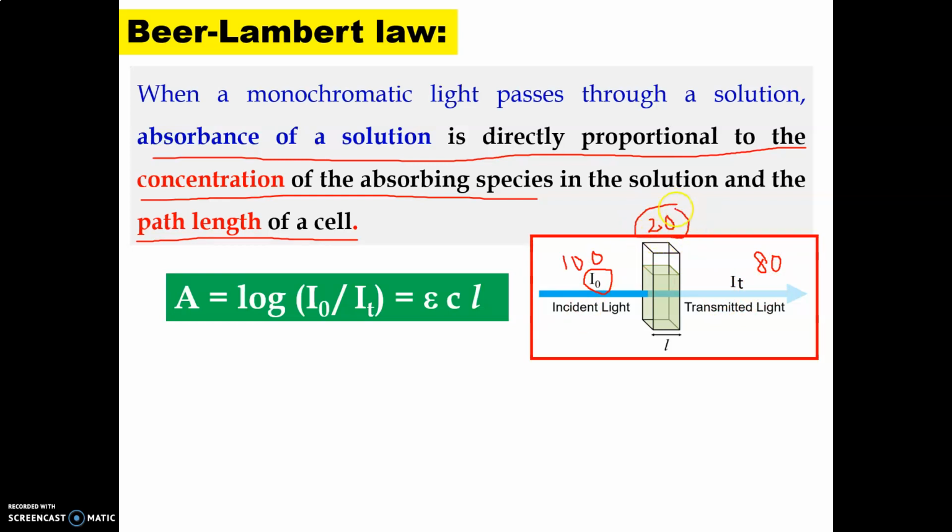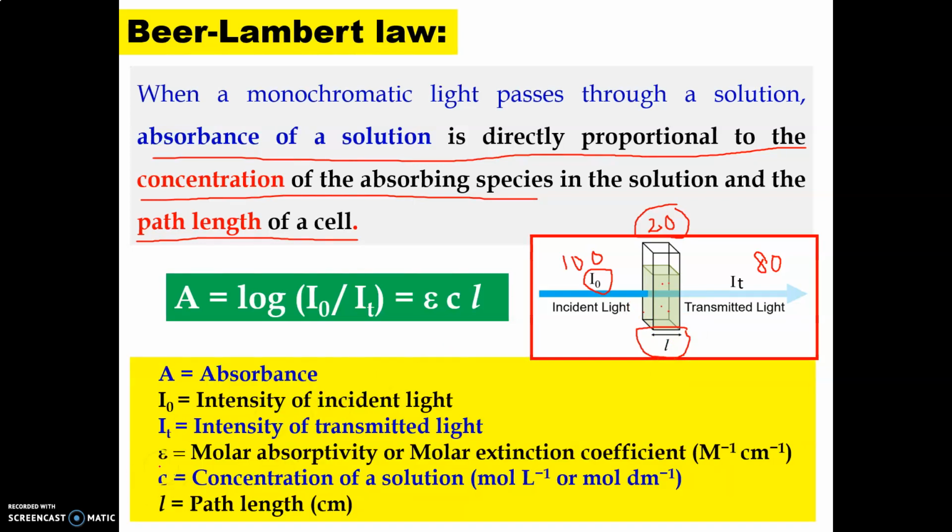This absorbance depends on the concentration of the absorbing species in a solution as well as the path length of a cell. This is Beer-Lambert law, where A is the absorbance and I0 is the intensity of incident light. This is 100%, and It is the intensity of transmitted light, that is after passing through the solution, and epsilon is the molar absorptivity or molar extinction coefficient. This is the unit of epsilon, and C is the concentration of a solution. It can be expressed in mole per liter or mole per decimeter cubed, and L is the path length, which is usually expressed in centimeter.